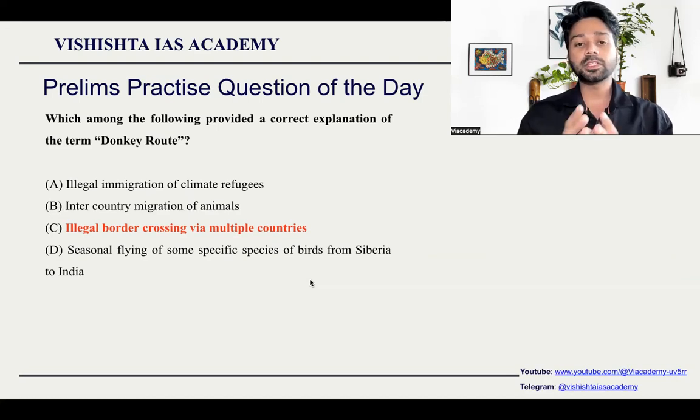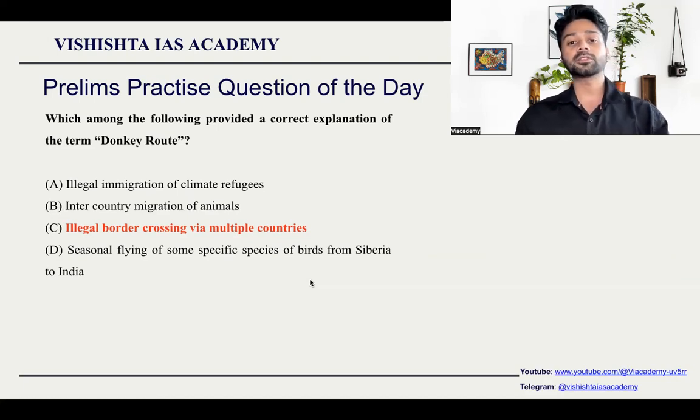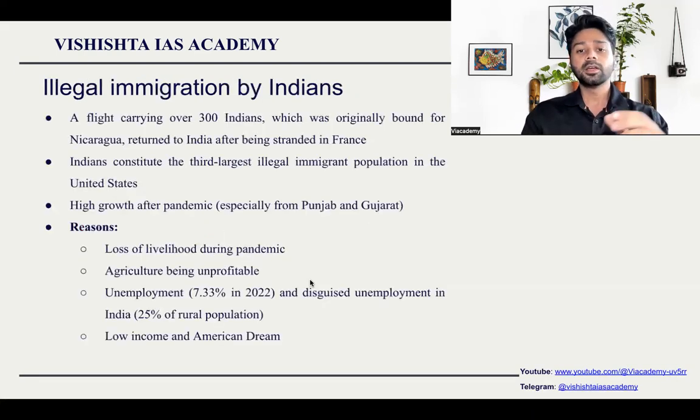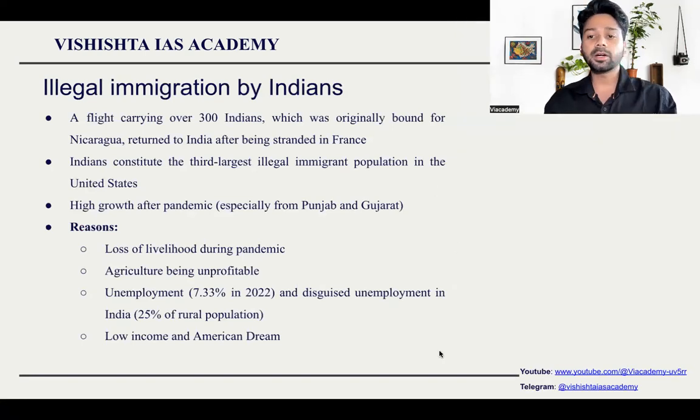In recent times, this has been in news because a flight was held in France with suspicion that some Indians are trying to get into Nicaragua and from Nicaragua to the United States of America in an illegal manner. So you need to know about this very well. Illegal immigration of Indians: recently, what happened? A flight carrying about 300 Indians, which was originally bound for Nicaragua, was returned to India after being stranded in France for some days.